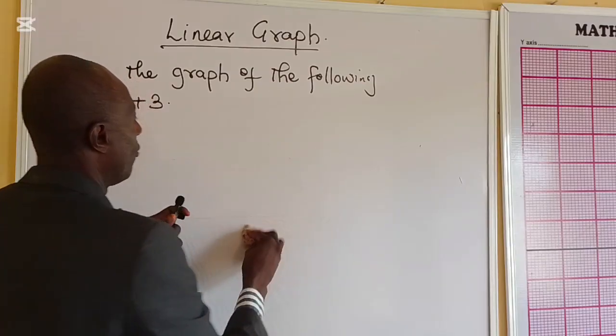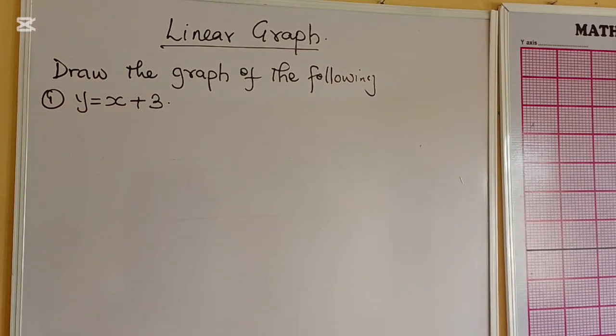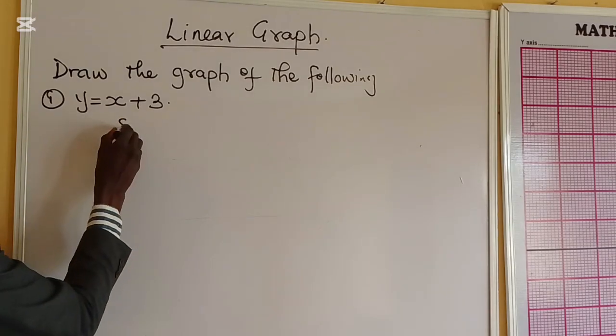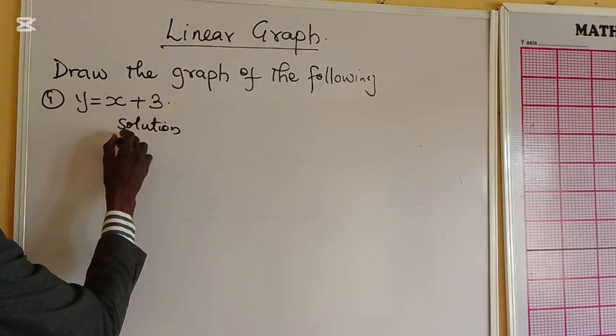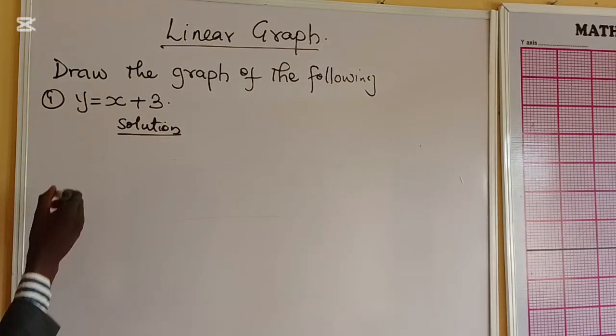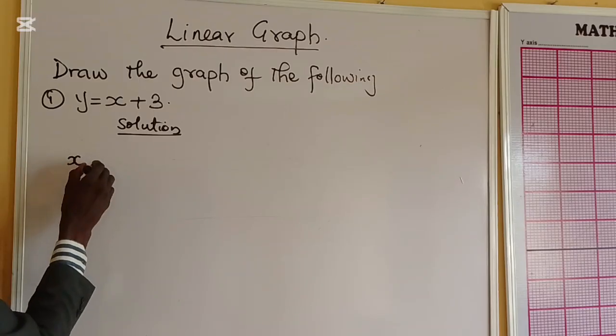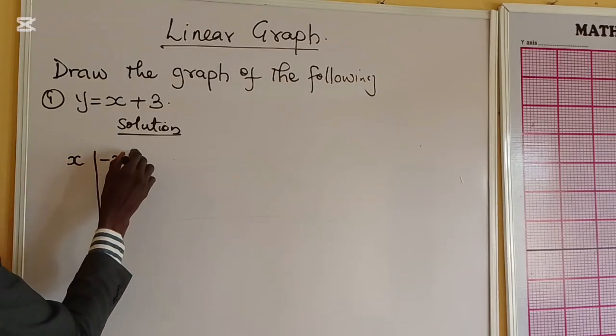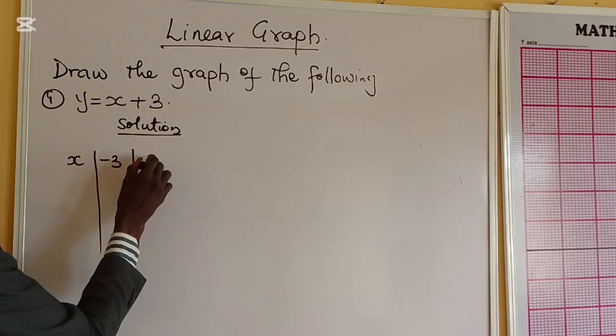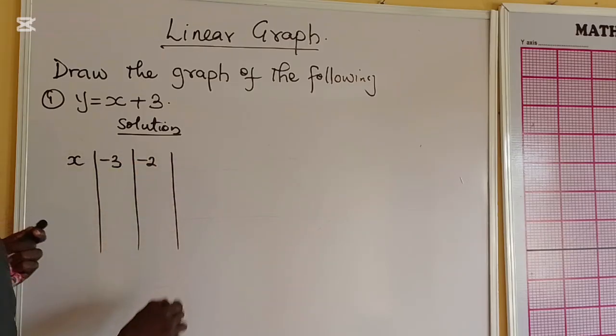Okay, let us draw the graph of the following: y is equal to x plus 3. Though the value of x is not given to you, y might give you the value of x. Let me take the value of x from minus 3 to plus 3.